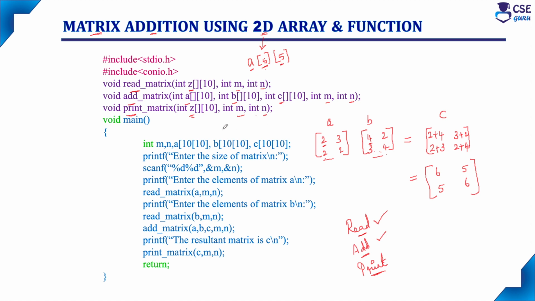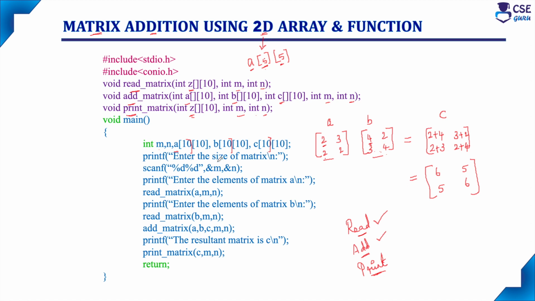And inside the main function, we need to declare the integer values m, n, and A is the input matrix with the row size as well as the column size, A of 10, 10, as well as B of 10, 10, C of 10, 10. Okay. So maximum 10 rows, 10 columns we can store with these three matrices.